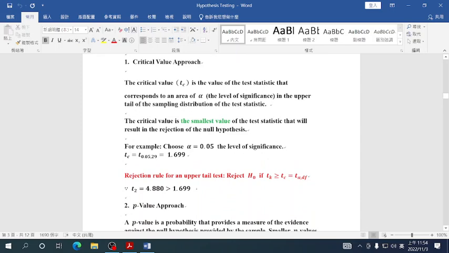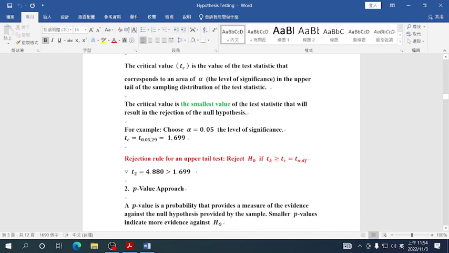Then the critical value approach is what? This critical value turned out to be positive 1.699, right? So 4.88 is greater than positive 1.699. Therefore, it falls in the rejection region, right?